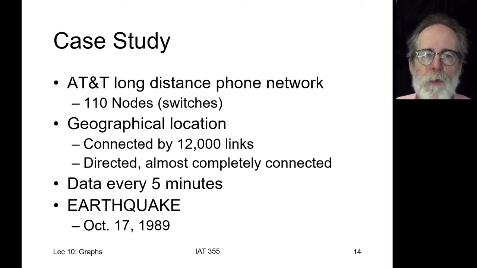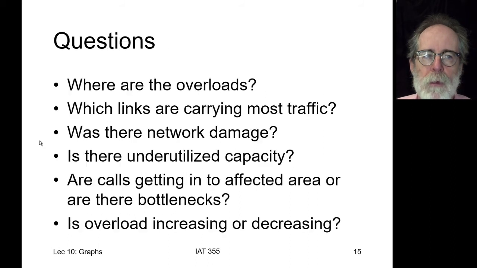And the response is, not surprisingly, a certain type of overload. And so let's just show what they drew first. So their primary question is, if you're analyzing the network in order to make it work better, where are the overloads? Which links are carrying the most traffic? Was there network damage anywhere? Presumably there might be some in San Francisco.